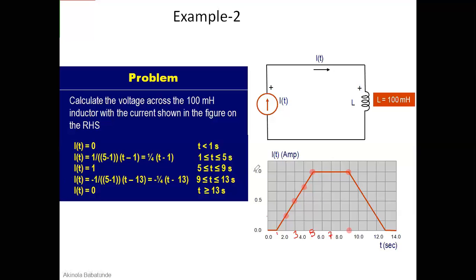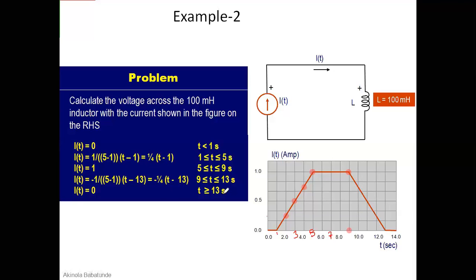So you go to the next current graph. You have time greater than or equal to 9, less than or equal to 13. You do the same thing. When time is 10, okay, greater than or equal to 9. So for 9, we know it already. So let's just start with the nearest value greater than 9. When time is 10, you have 10 minus 13. 10 minus 13 is minus 3. Minus 3 times minus 1 over 4. Minus will cancel minus. You are left with 3 over 4. 3 over 4 is the same thing as 0.75.